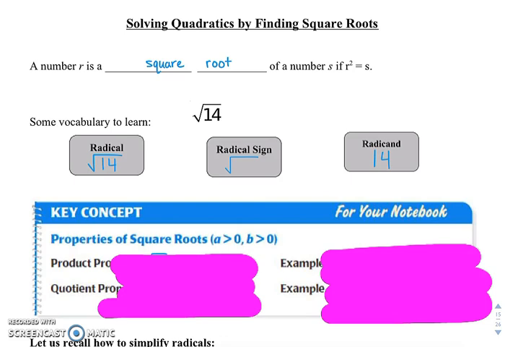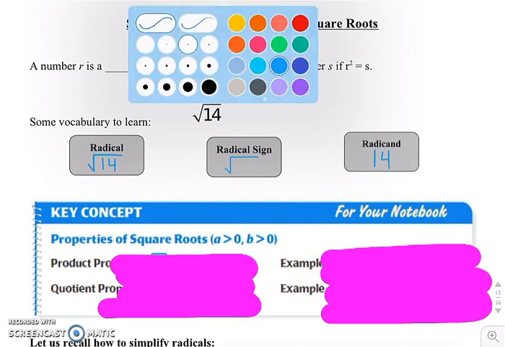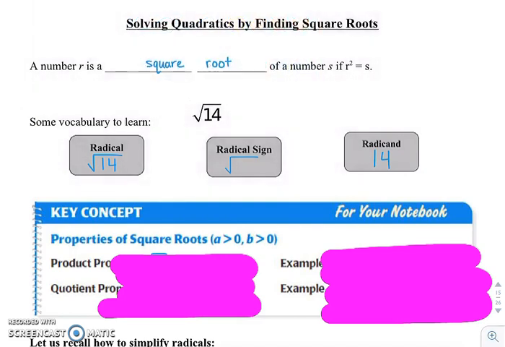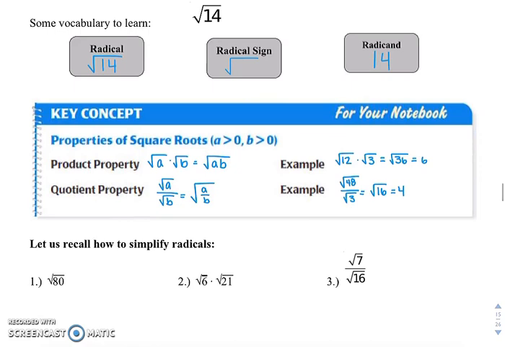So vocabulary to learn, I won't necessarily use the word radicand too often. I'll usually just say radical. But if you had the square root of 14, the whole radical itself is the square root of 14 there in that first box. The radical sign is just the root part, and then the radicand is the part underneath the square root, or underneath the radical sign.